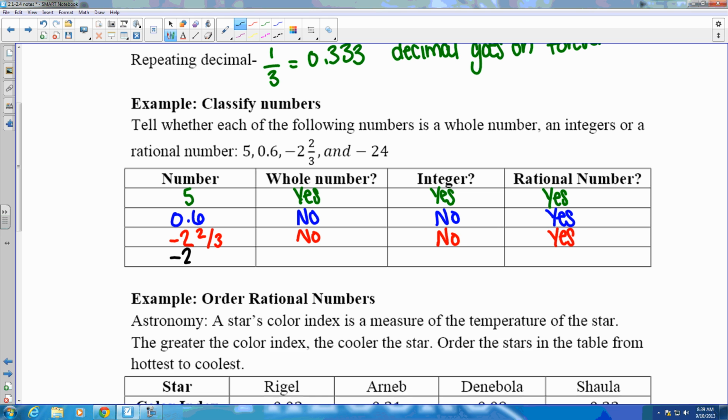And the last one, -24. Is it whole? No, because remember, whole numbers are 0 and on, but it is an integer. Therefore, it is rational. There are very few irrational numbers. As you can tell, all of our examples were rational.